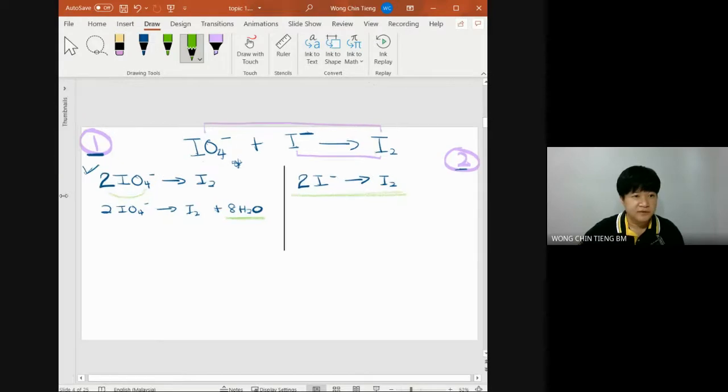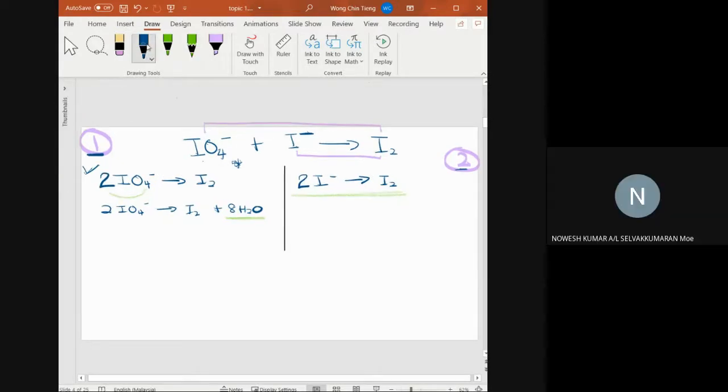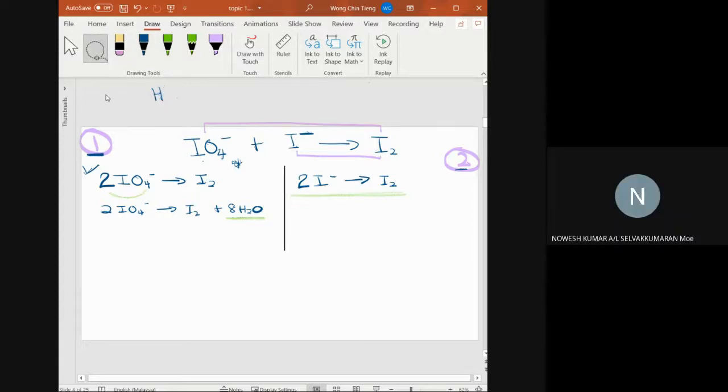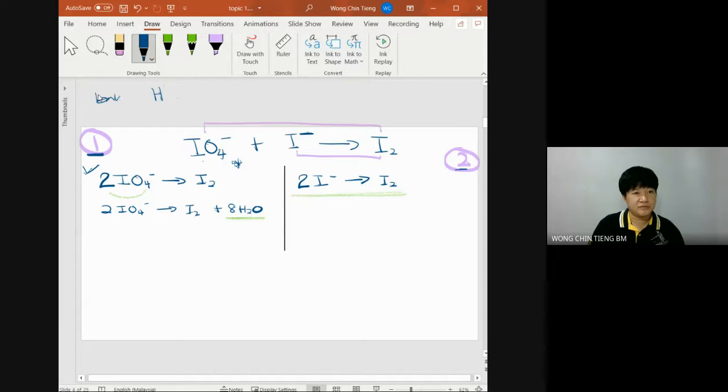Novesh? What is your next step? We need to add hydrogen. We are going to balance hydrogen by using hydrogen ion, which is what charge? H plus. We are going to balance hydrogen by using H plus. Yang ni lagi jelas, lagi terpampang. Okay? When you don't have enough H, then we are going to balance by using H plus.